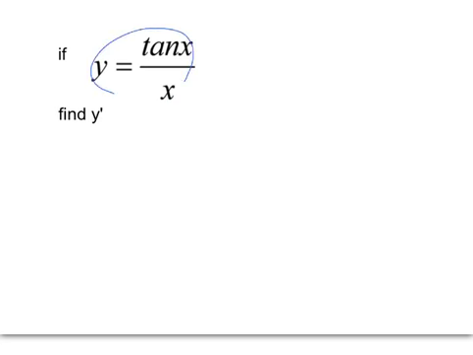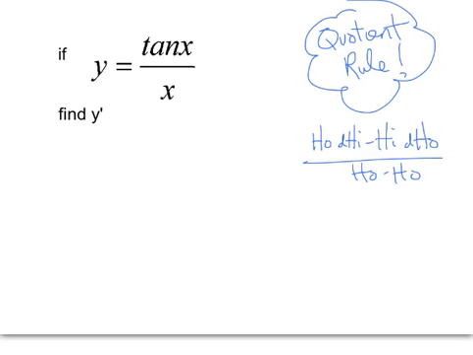We have to do the quotient rule, yes, our favorite ho-d-hi minus hi-d-ho over ho-ho. So remember, hi is up high and ho is down low. So we're going to lead with the ho here. Ho d hi, the derivative of tangent is secant squared x. How did I do that so quickly? Well, I've got them memorized, and you need to too.